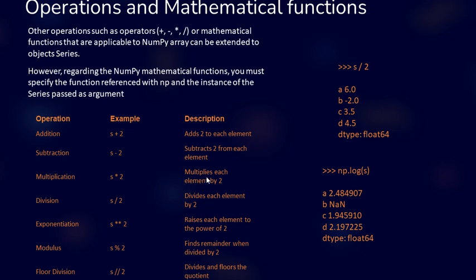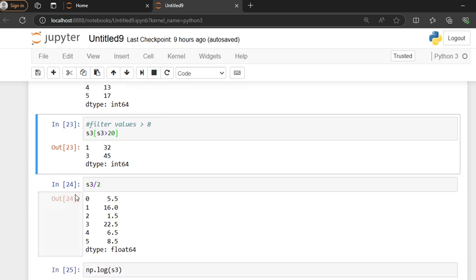When I say *2, it will multiply each element by 2; divide by 2 divides each element in the series by 2. And suppose you want to do exponentiation, then S double asterisk 2. It will raise each element in the series to the power of 2. S modulus 2 gives the remainder after dividing by 2. And when you use floor division, that is double slash, it will divide and floor the quotient. Let's try two examples regarding this.